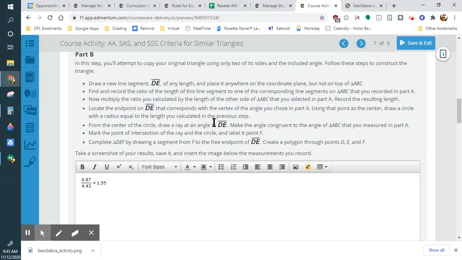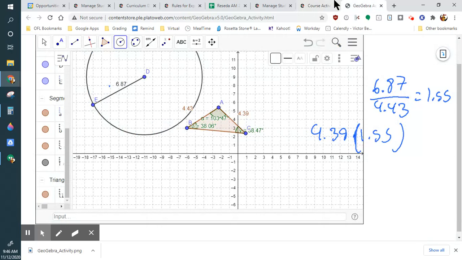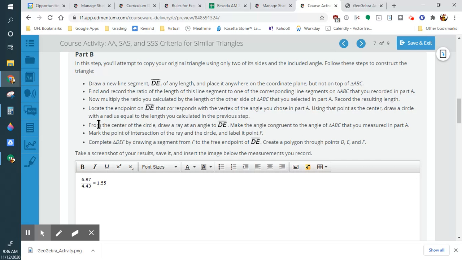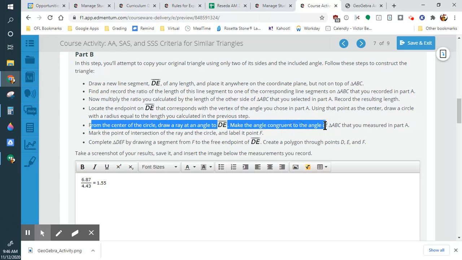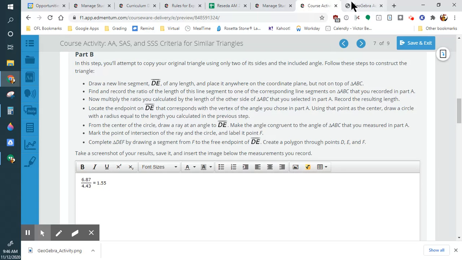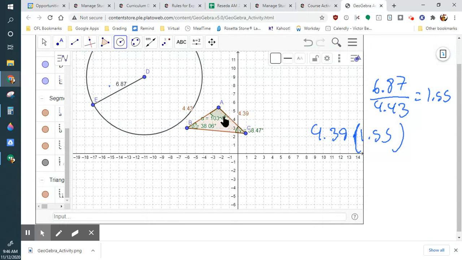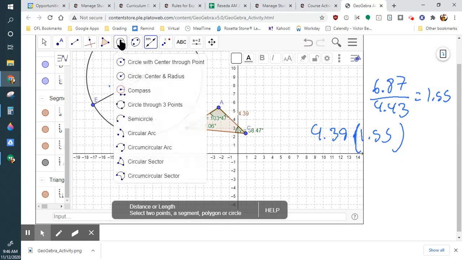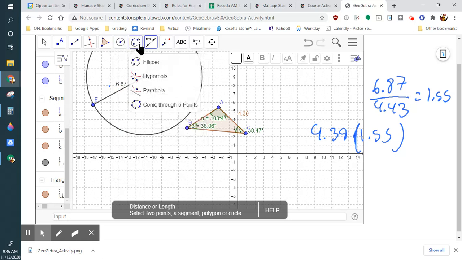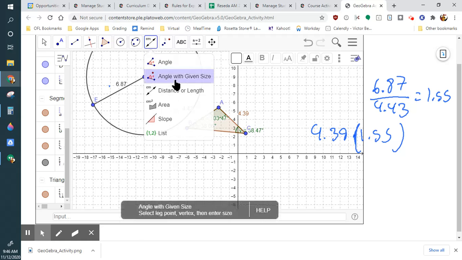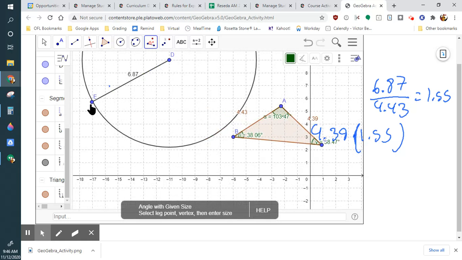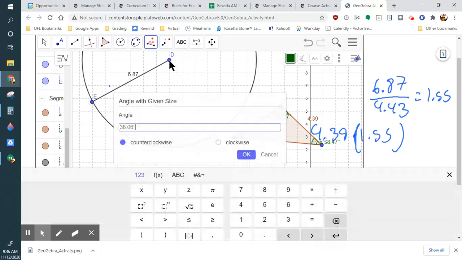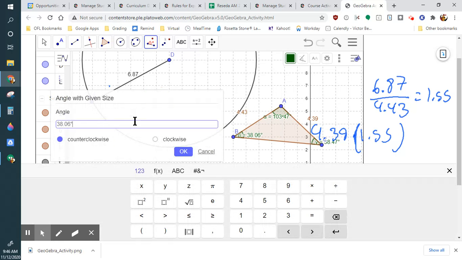Draw a ray from DE to DF, an angle that's congruent. Okay, so I didn't skip a step. You had to do the circle, and now in this step we're going to do a ray. We're going to do this same angle the way we did before. Where are my angle tools? There it is, angle with given sides. We're going to make sure we click E, D, and we want it to be the same as this angle.